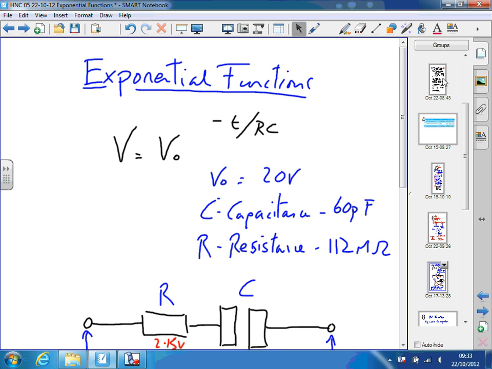We're going to look at the exponential function and exponential functions. Exponential growth and exponential decay functions is what we're going to be interested in. And we're going to focus our ideas around this function here.